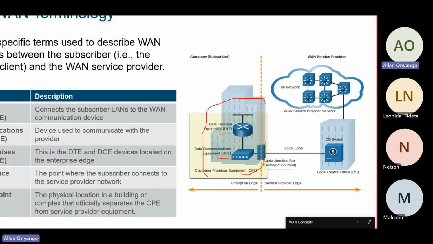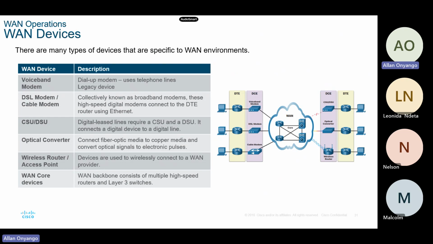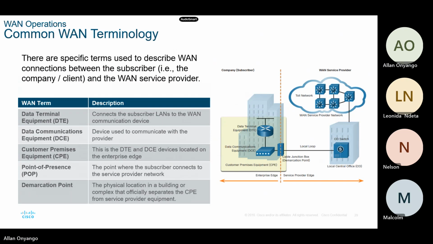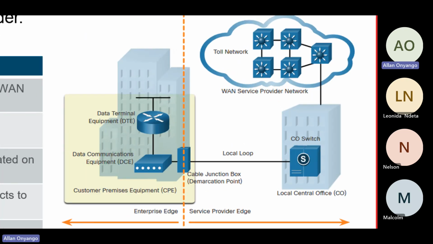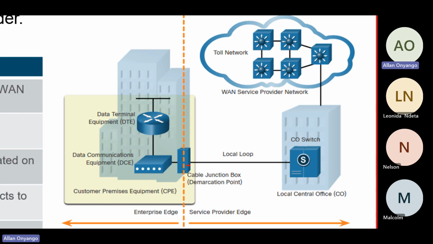Of course, we have the local loop. We have the local loop here, which is a connection line which connects the cable junction box on the customer premises to the central office, which belongs to the ISP. The central switch is normally found within the local central office. This is the office of the service provider, which is closer to the customer.